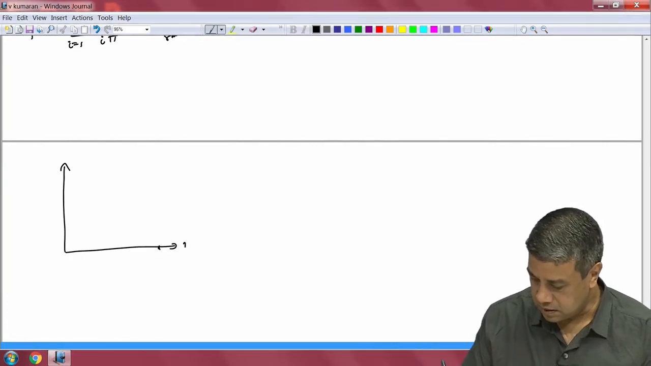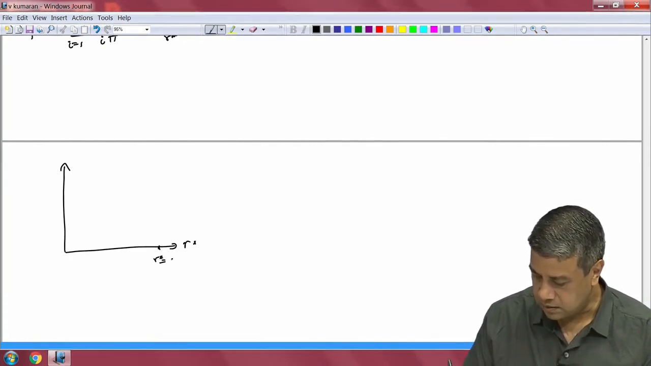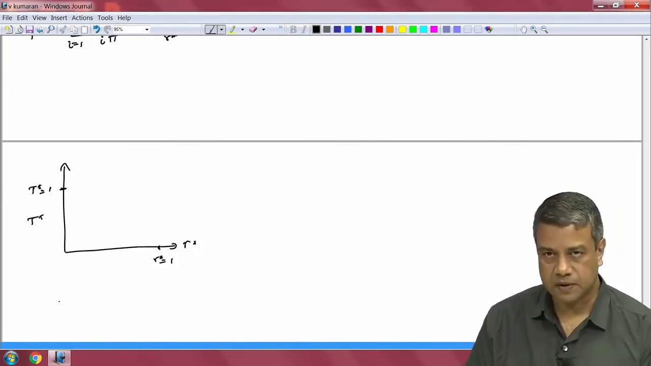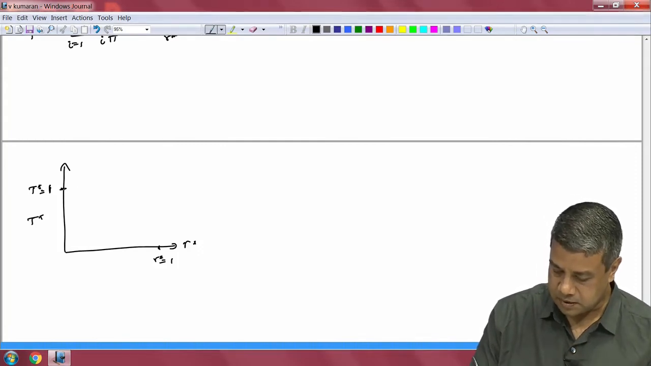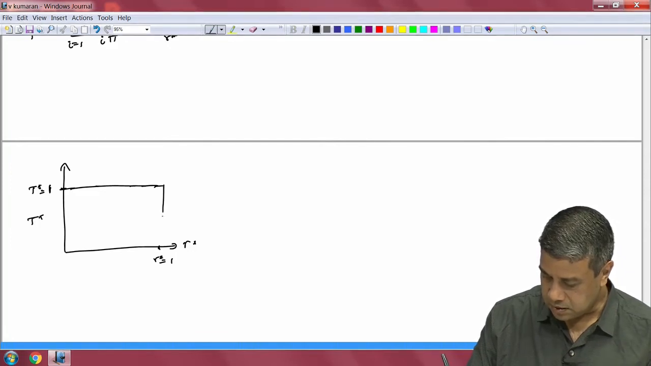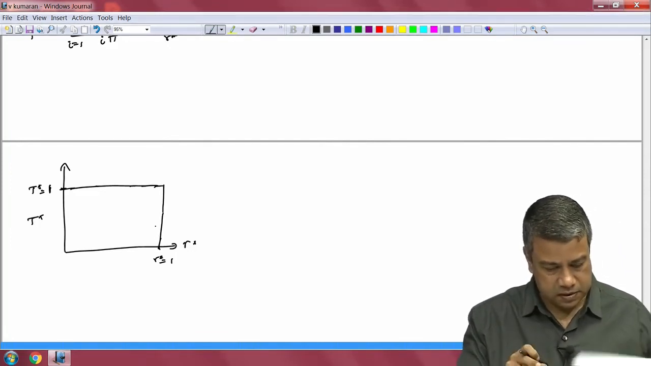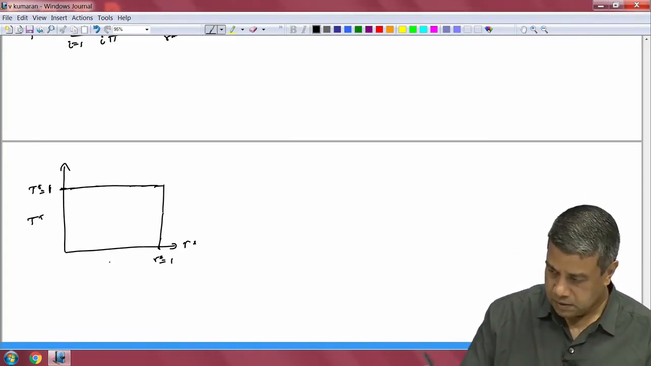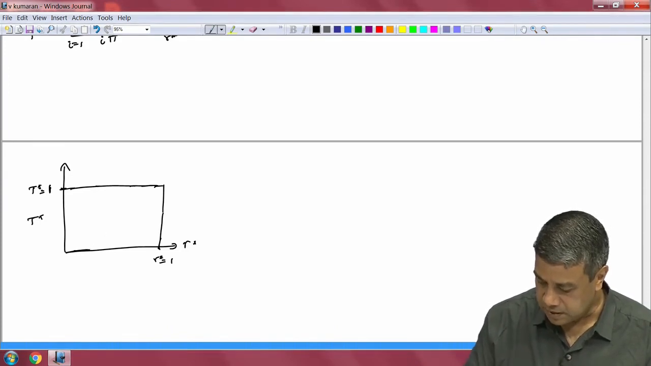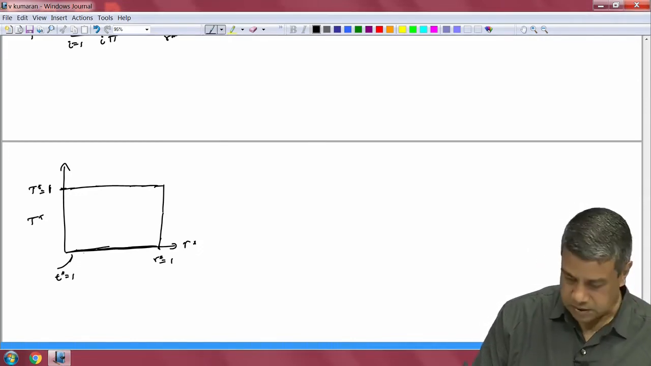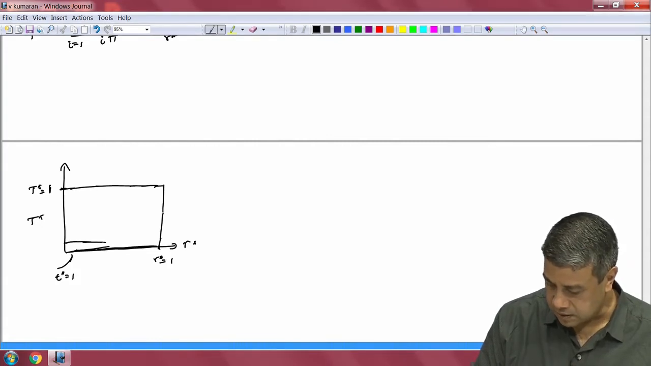This is the r star coordinate, r star is equal to 1. This is T star. T star is equal to 1 at initial time, the temperature is 1 throughout the domain, and it decreases to 0 at the surface. For t star equal to 1, the temperature is virtually equal to 0 throughout. For t star equal to 0.3, you get a solution that looks like this.